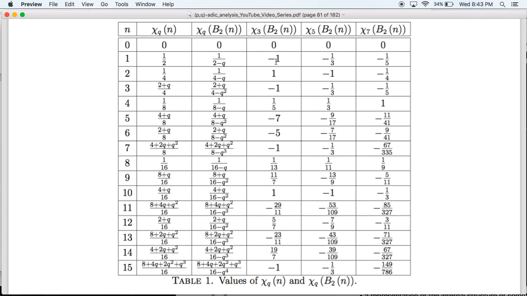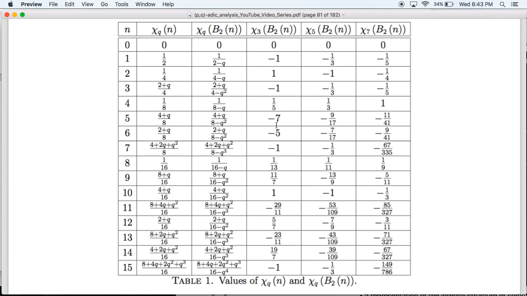For chi-3, T3 has negative 1 as a periodic point: 1, negative 1, negative 7, negative 5, negative 1, 1 again, negative 1. For the shortened 5x plus 1 map, we get negative 1, negative 1.